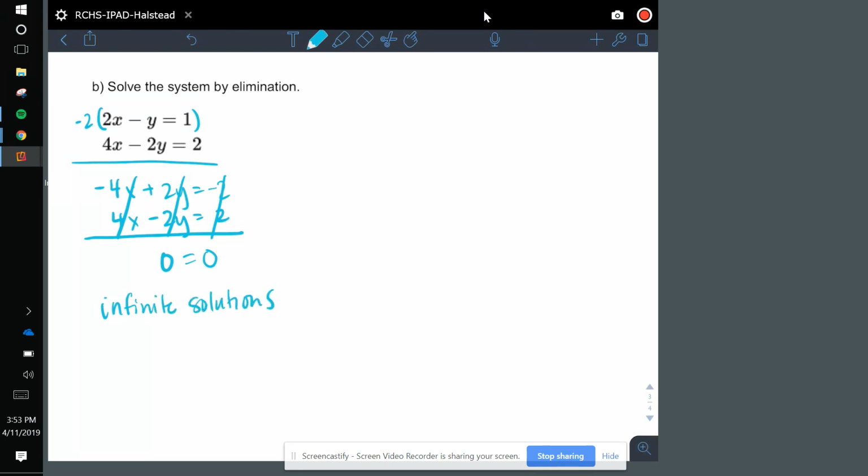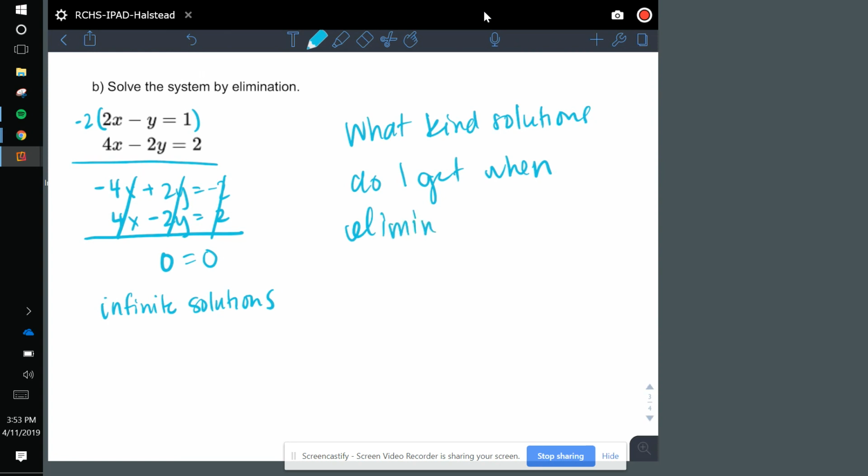Okay, so what would happen? What kind of solutions do I get when I eliminate to get like 8 equals 0? Okay, so when you eliminate your variable and these don't make sense, 8 does not equal 0, your answer is no solution. And that is it.